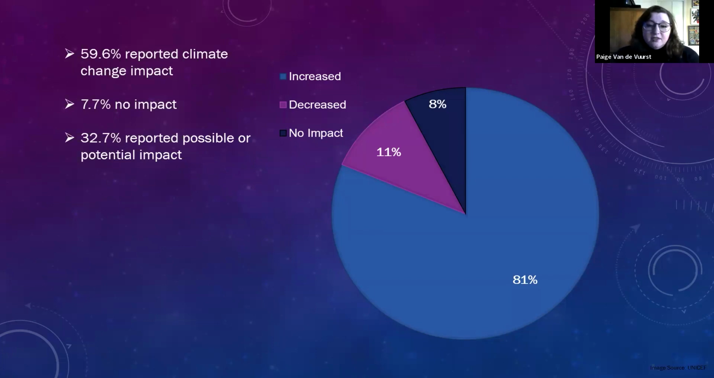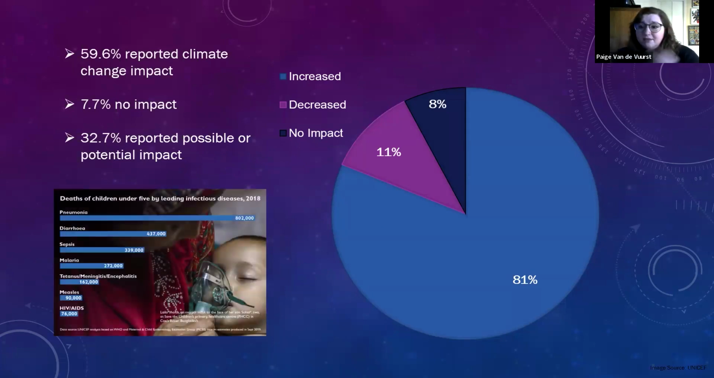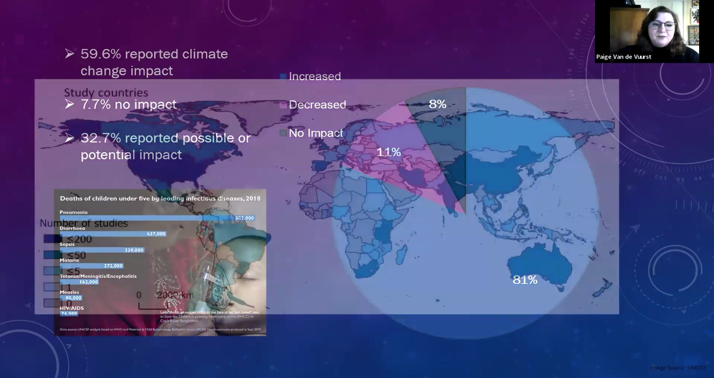About 11% of the papers identified that climate change was actually going to decrease the burden of the infectious disease. Now, this means that areas could become too hot for a certain pathogen to exist, or we might not have this associated burden because of the changes to the climate. And again, that 8% found no impact. So what this tells us is that many of the infectious diseases that we currently know heavily impact human populations could be exacerbated by climate change based on this assessment.